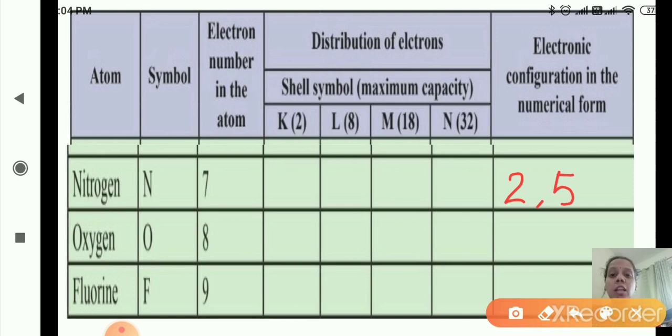Now oxygen, 8 electrons. How will you write down the electronic configuration for oxygen? That is 2, 6, right? So 2, 6 is the electronic configuration for oxygen. That is total 8 electrons. 2 electrons in K shell and 6 electrons in L shell. Now fluorine, 9 electrons. How will you distribute them in the shells? That is 2 in K shell and 7 in L shell. That is 2, 7 is the electronic configuration for fluorine.